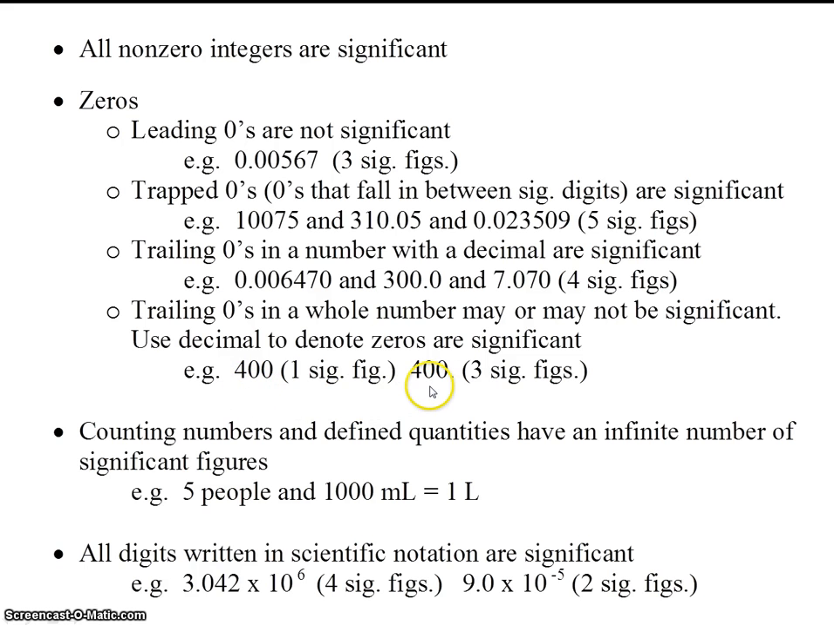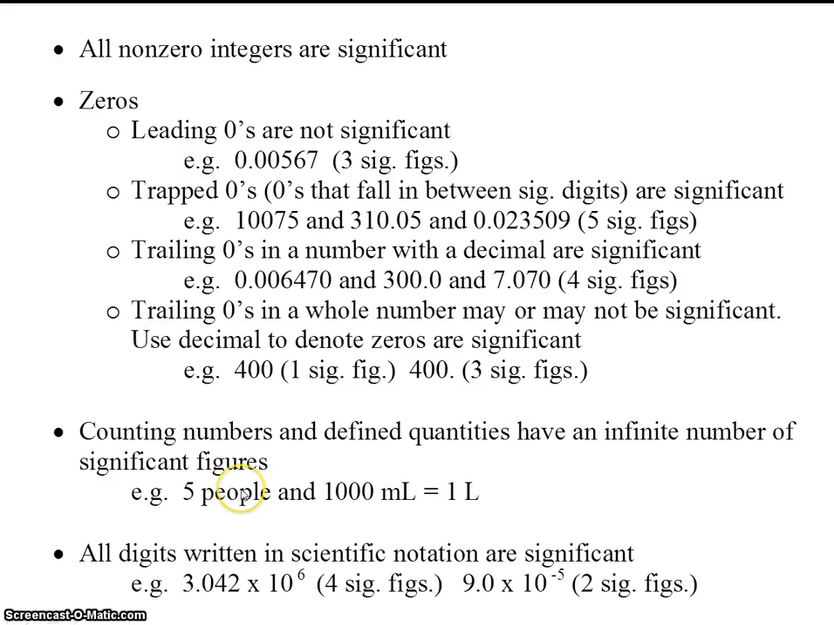This is also a whole number, and it appears to be the same number, which it is the same number, but this is just precise to the ones place because we have a decimal place here. So once again, look for the decimal place. These trailing zeros are not significant, so this number has 1 sig fig. These trailing zeros are significant because of the decimal place, so this number has 3 sig figs.